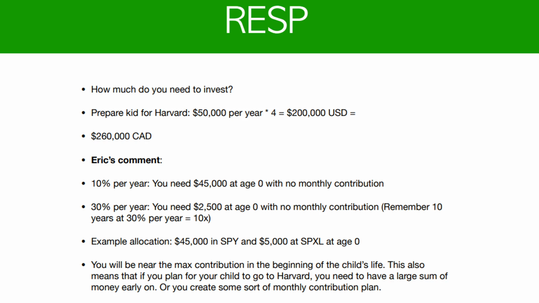Now, if you invest in SPXL, which is the leveraged index fund, then you need to put in 2,500, so a much lower amount and no monthly contribution again. And if you are talking about allocation, then you would use both strategies and put 45,000 into SPY and 5,000 into SPXL. So that alone, as long as your kid doesn't go to university in 2008 or when there's a market crash, should be doing fine.